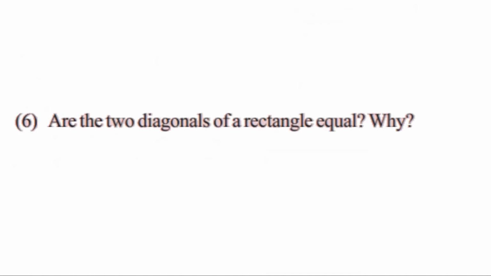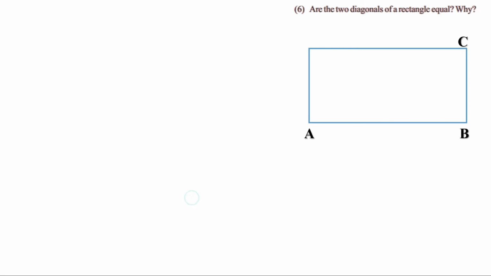Sixth problem. Are the two diagonals of a rectangle equal? Why? Let me draw a rectangle at first. Let it be ABCD. Now let me draw the two diagonals. We have to check whether AC and BD are equal or not. For that, let me consider a triangle with AC as one side. Let me take triangle ABC. Now take another triangle with BD as one side. Let me take triangle ABD.